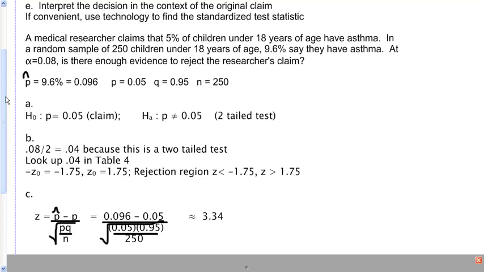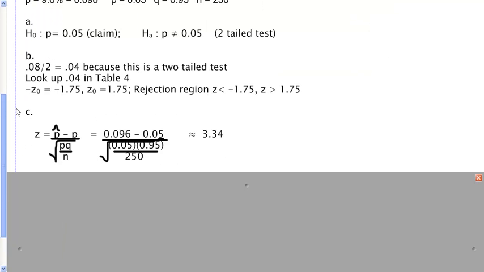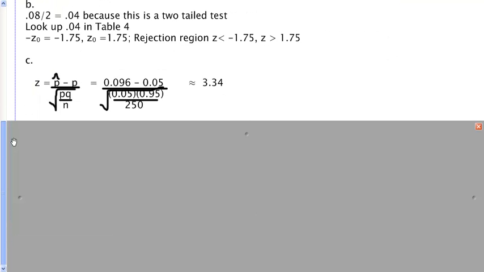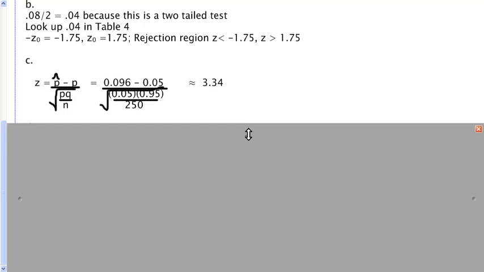And then what you do is you put it in this formula, and here's your formula, and p-hat was the percentage, which was 0.096 when you change it to a decimal. p is the percentage that we're looking at here. Remember, in the problem, 5% of the children under 18 are supposed to have asthma. That's our claim. So here I've got 5% times q, and remember, q came from subtracting 0.05 from 1, and you got 0.95, and there were 250 children tested. So when you work this out, you get 3.34.